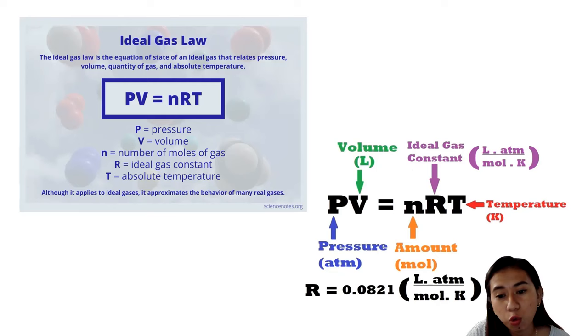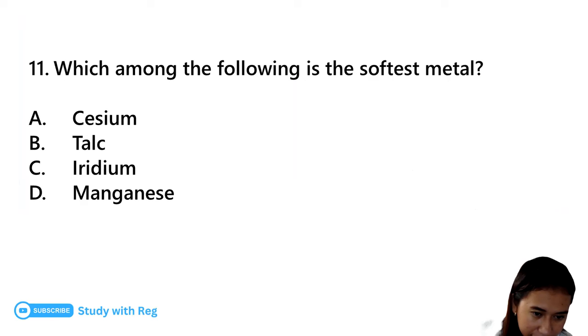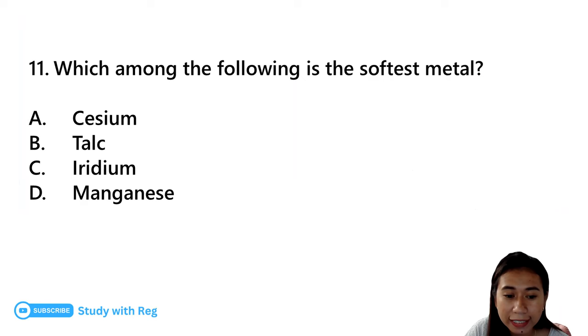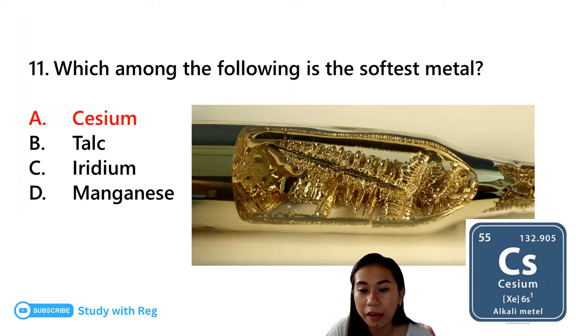Okay? Sige, proceed tayo number 11. Which among the following is the softest metal? Mga facts about the periodic table. Alin ba dito yung pinaka-soft na metal? Metal, ha? Hindi mineral. Iba yung mineral. Sige, ang sagot natin dito ay cesium. Cesium, that's number 55 in the periodic table.